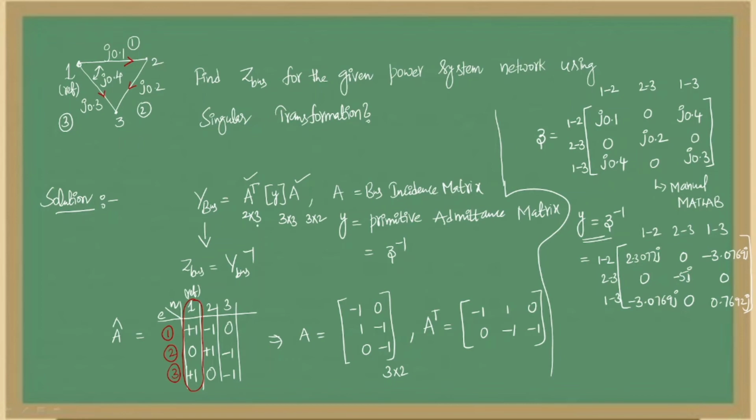When you multiply these two, you will get a 2 by 3 matrix. And when you multiply a matrix whose dimensions are 2 by 3 with another matrix whose dimensions are 3 by 2, then the final result will be 2 by 2. Okay. So please do this calculation substituting A matrix, A transpose matrix and Y matrix, so that you can find Y bus matrix.